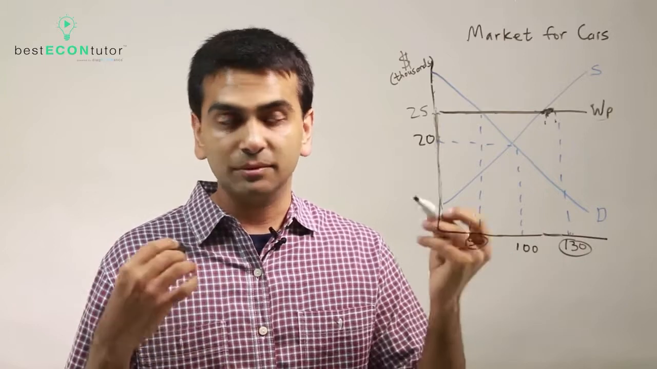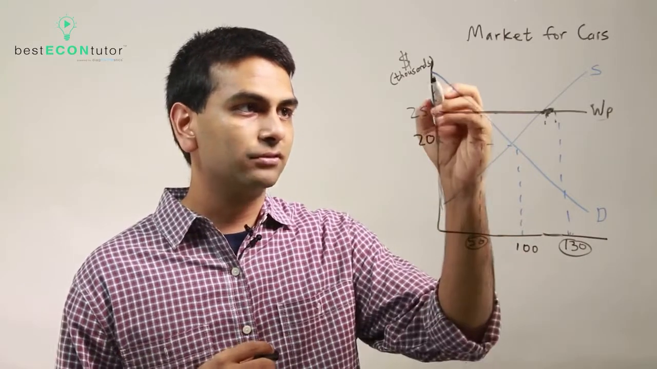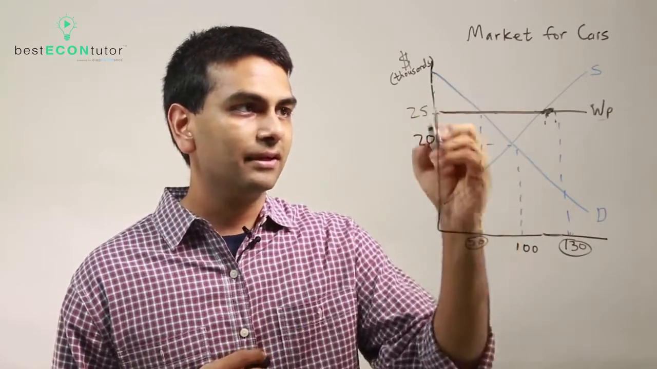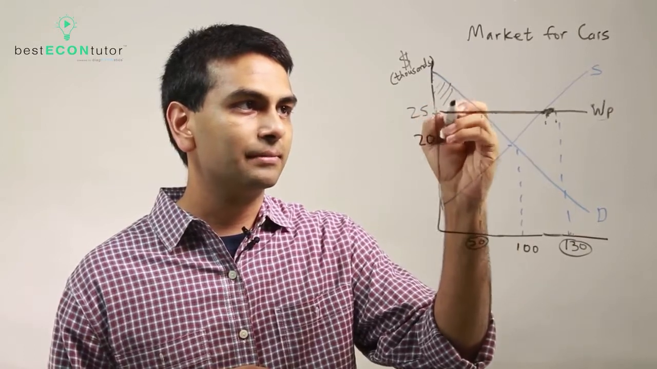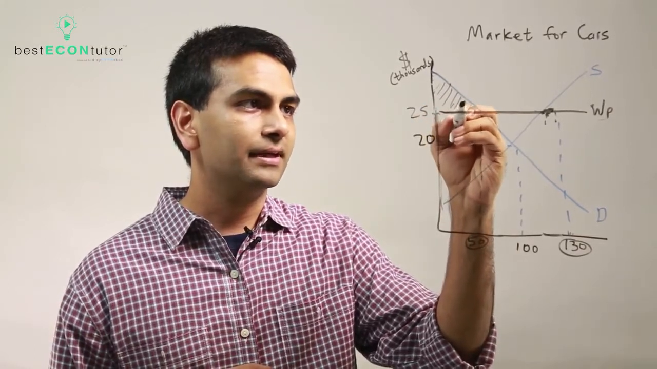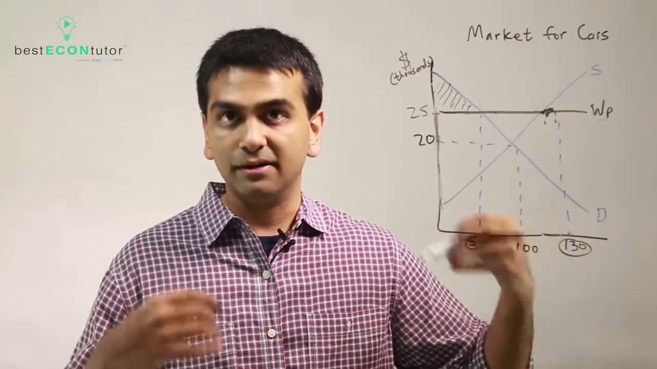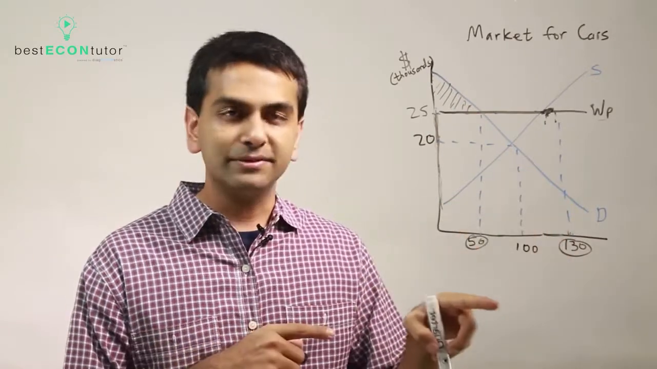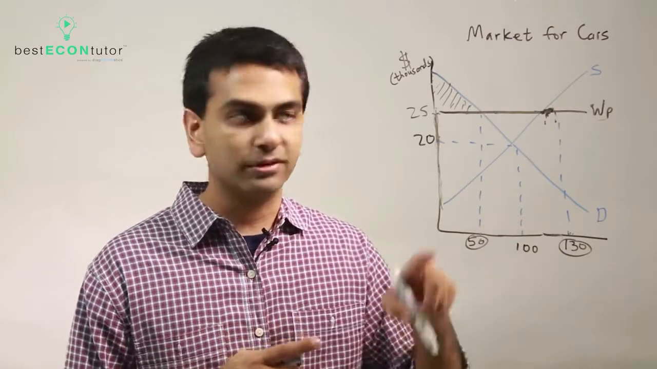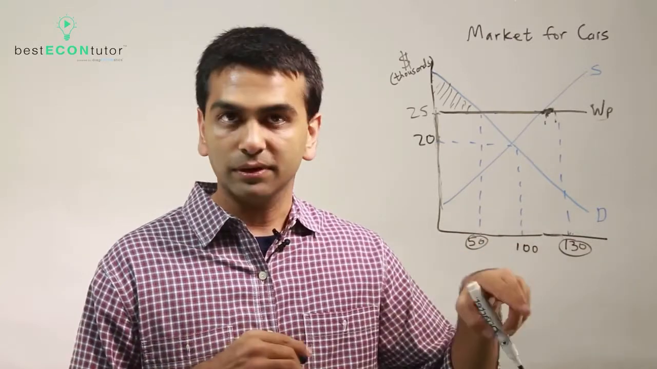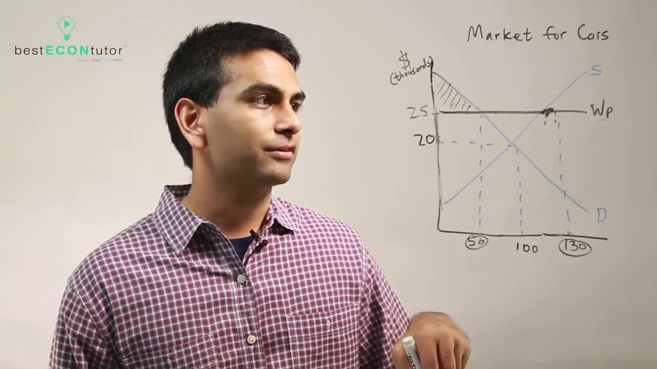And now let's look at their consumer surplus. Instead of everything above 20, it used to be all this. Now it's only this much. Now it's only everything above 25. That's the new CS. So they're worse off, clearly, whenever the world price is higher and you're exporting. Notice it was the opposite with the imports. With the imports, the producers were worse off because the price went down to match the world price.